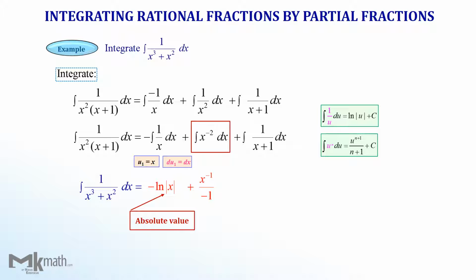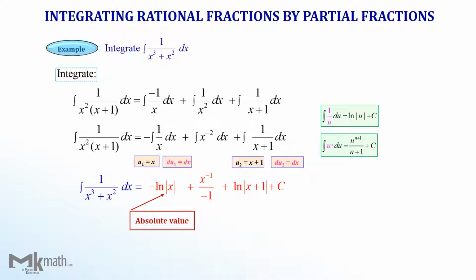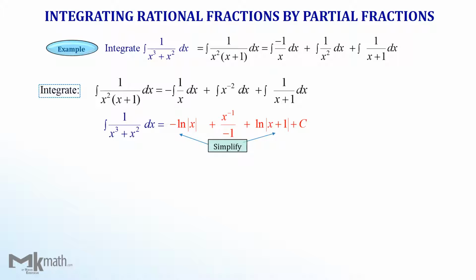For the last integral, we use the same formula as the first one, letting u equal x plus 1 and du equal dx to get natural log of x plus 1 plus c. Do not forget to use the absolute value symbol around x plus 1 and add the arbitrary constant c at the end. Finally, simplifying the two terms using the property of logarithm and changing the form of the second term to get the solution.